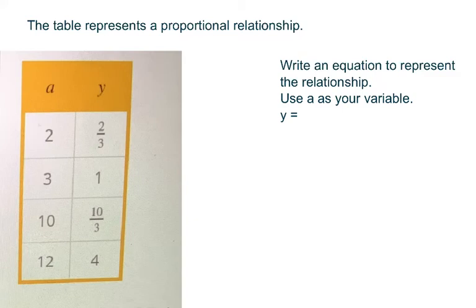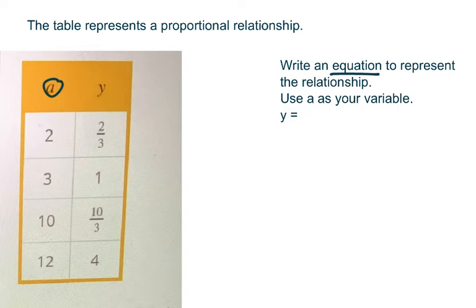The table represents a proportional relationship. Write an equation to represent the relationship. Use A as your variable. Before I can write the equation, I have to actually know what the constant of proportionality is. So what can we do?